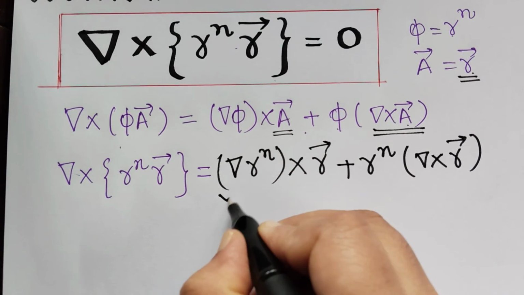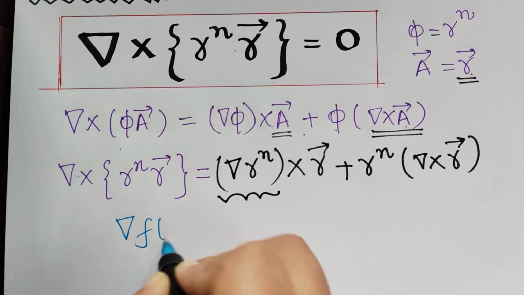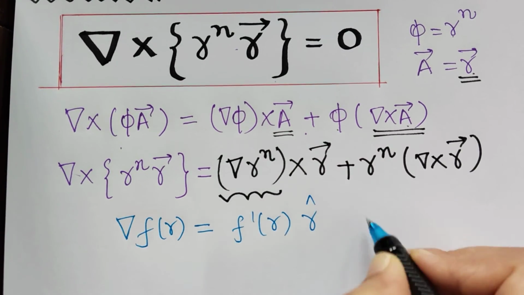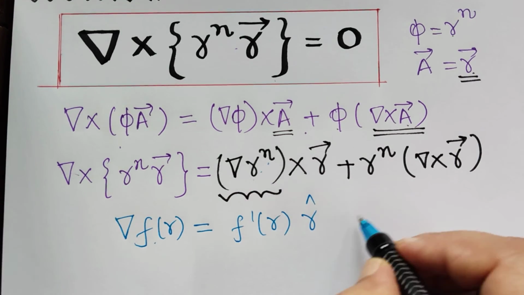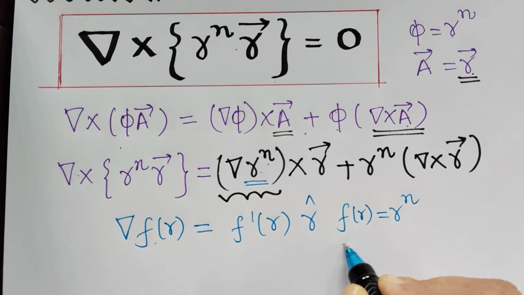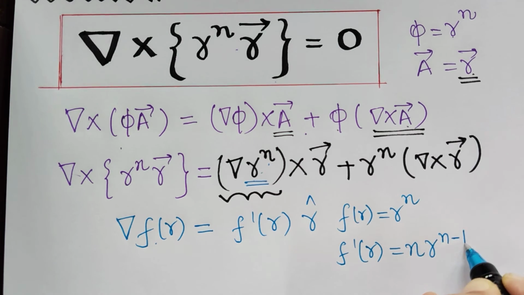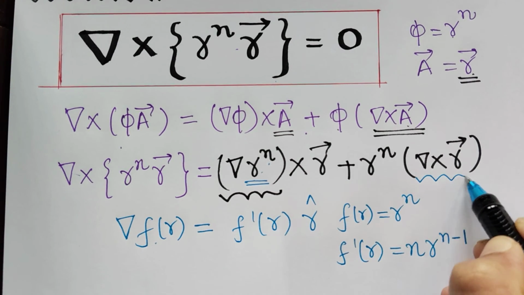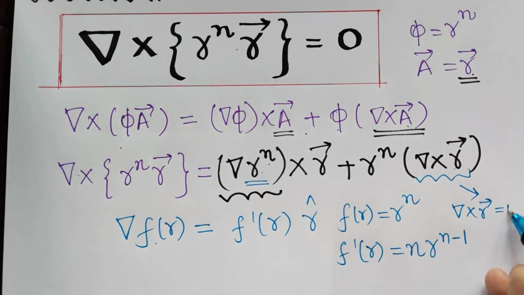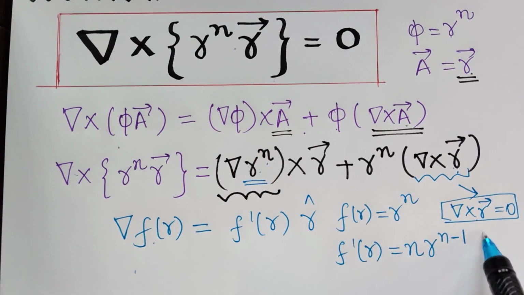Now again here we are going to make use of another result. We know that del f of r is equal to f dash of r multiplied with r cap. Now when you compare this, we see that at the place of f of r, we are having r to the power n. So f dash of r will be equal to n r to the power n minus 1. And also, we know that del cross r vector is equal to 0. So we are going to make use of this result over here. Let us apply these two results here.